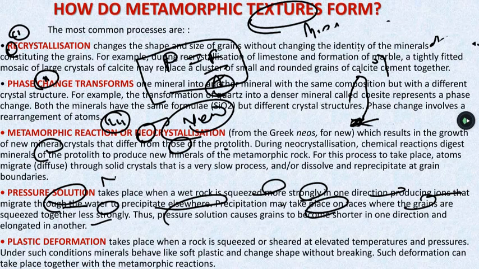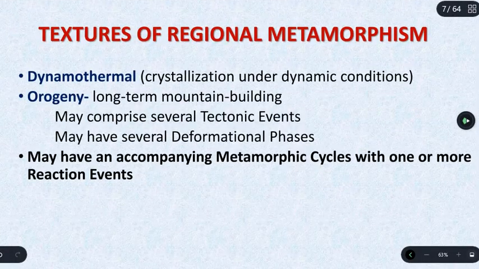Due to recrystallization, some phase change transformation occurs, where one mineral grain composition transfers to another mineral grain composition. That is called the phase change. We already discussed it in the metamorphic reactions also. Okay, some textures of the regional metamorphism.